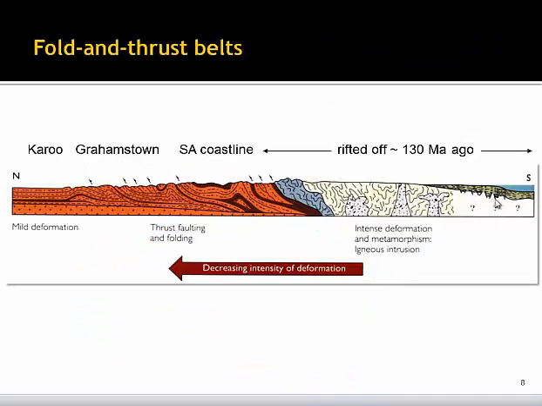Let's have a look at this situation. We are not seeing anything of the interior of the orogen, because this is a part that has rifted off 130 million years ago, when Gondwana, southern Gondwana, broke up, and the South African coastline would be somewhere in this region here. We only see the Cape Fold belt. We only see the northern part of this orogenic system with the fold and thrust belt, and we see the foreland basin, the Cape Supergroup, which would be here in this area.